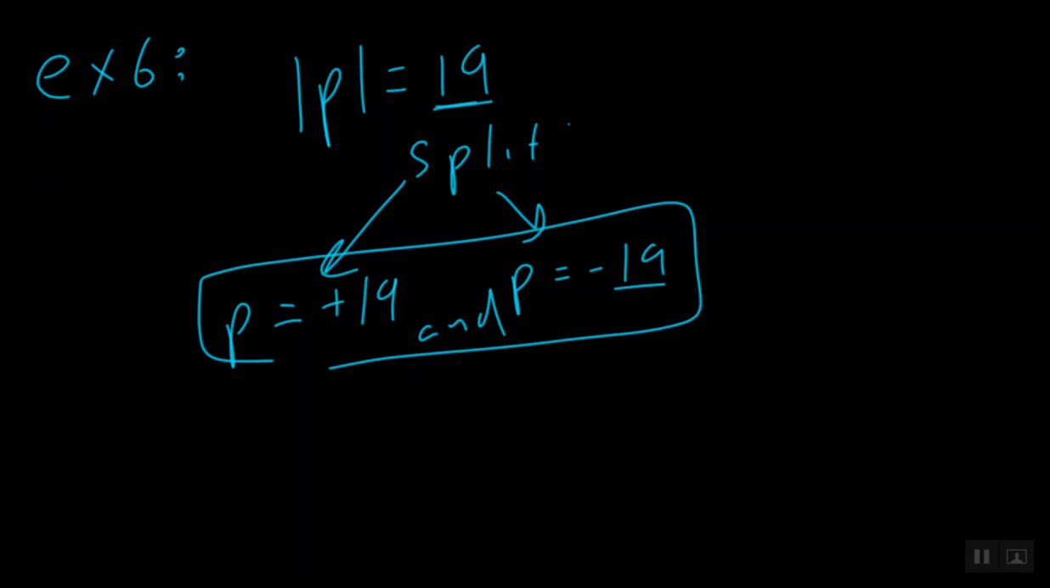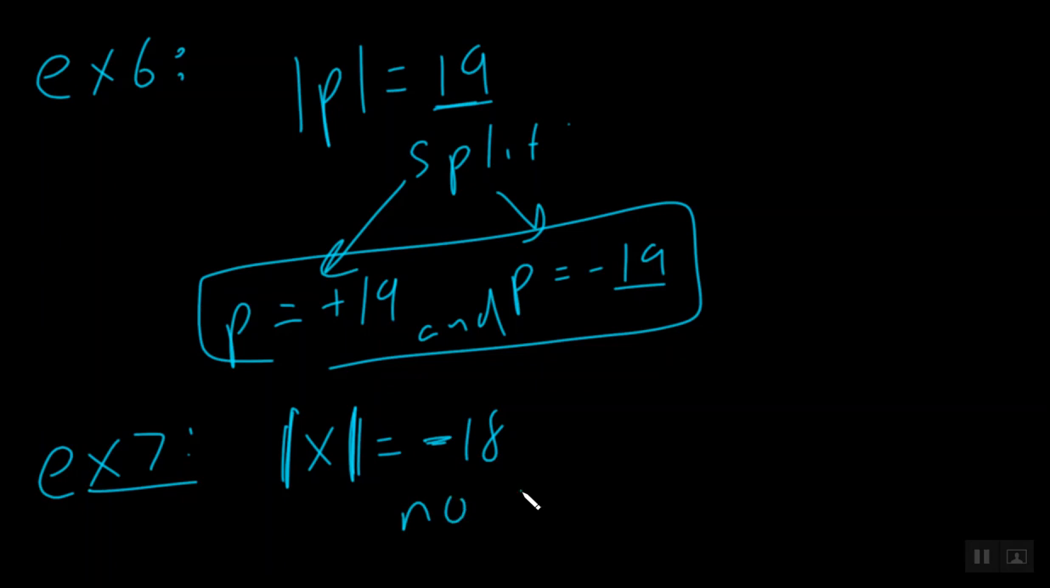Alright, you can go ahead and try these on your own. However, I have one special case for you. Example 7. What if I say the absolute value of X is equal to -18? Well, question, can absolute value bars produce a negative? No, they cannot. So if you have absolute value bars equal a negative, you're just going to write no solution.